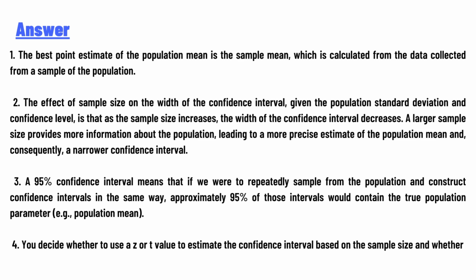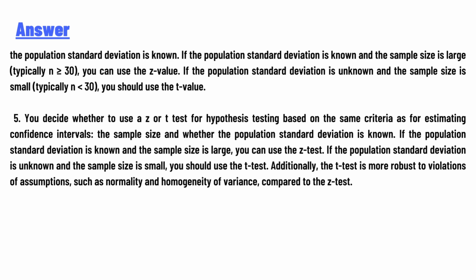Fourth, you decide whether to use Z or T value to estimate the confidence interval based on the sample size and whether the population standard deviation is known. If the population standard deviation is known and the sample size is large, typically n greater than or equal to 30, you can use the Z value. If the population standard deviation is unknown and the sample size is small, typically n less than 30, you should use the T value.